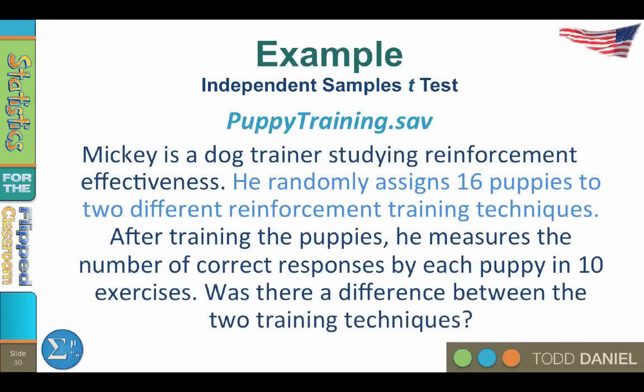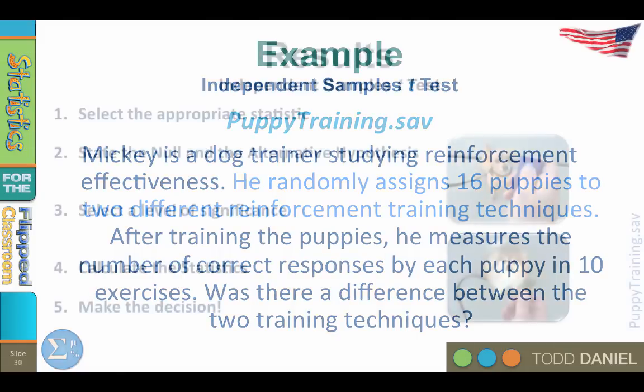Mickey is a dog trainer studying reinforcement effectiveness. He randomly assigns 16 puppies to 2 different reinforcement training techniques. After training the puppies, he measures the number of correct responses by each puppy in 10 exercises. Was there a difference between the 2 training techniques? Let's walk through the 5 steps of hypothesis testing.